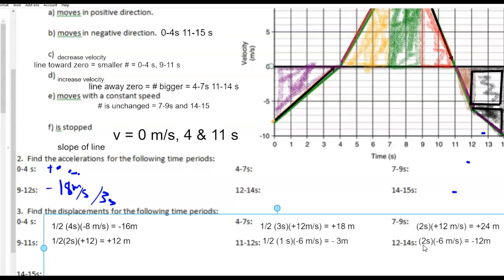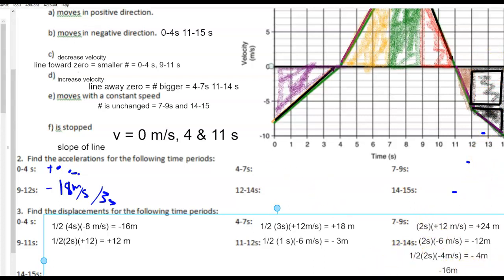For the other part, it's a triangle, so it's 1/2. The base is still 2 seconds because that's the same width that it had before, but this time it's going from 6 to 10, so that's a negative 4 meters per second. So when you multiply that out, you just get a negative 4. And then the total, if you add the negative 4 and negative 12 together, you get a negative 16 meters. So that is the area in black there.